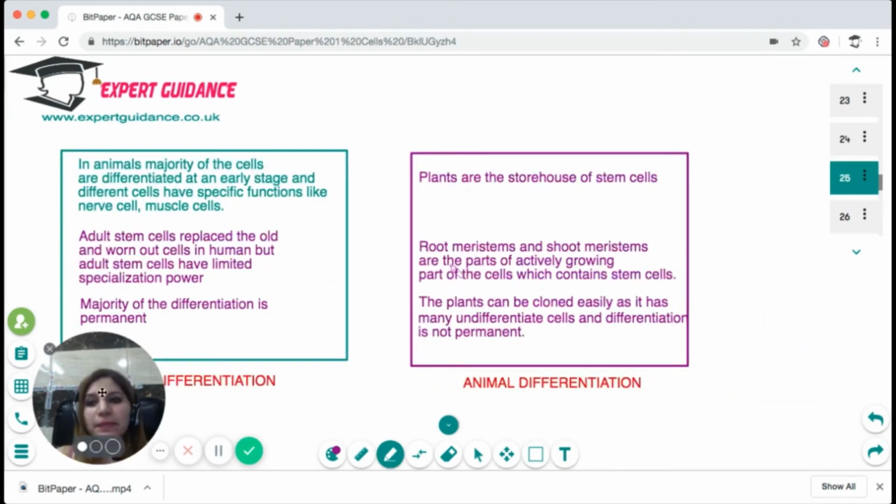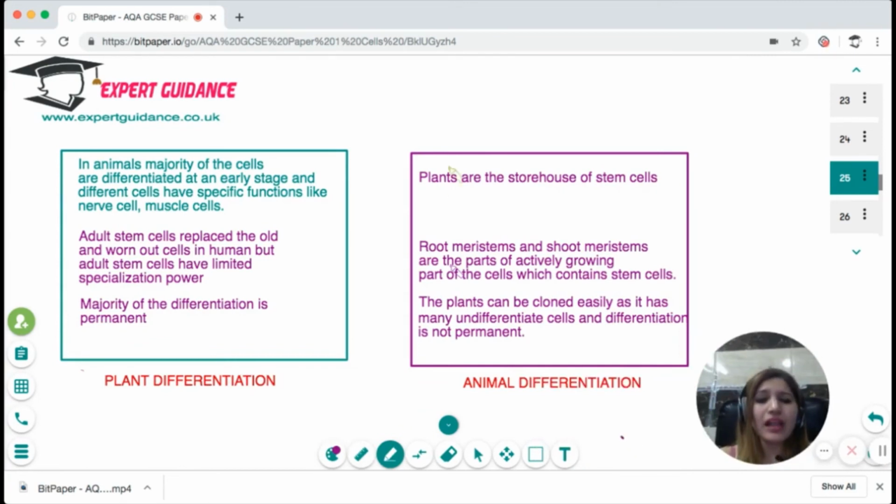So in plants, the majority of the plant cells are stores of stem cells. The root meristem and shoot meristem are the actively growing parts which contain the stem cells. We can take that and make a new plant. The plant can be grown easily because the majority of the parts are not differentiated, and the ones which are differentiated, their differentiation is not permanent. So they can be reversed.